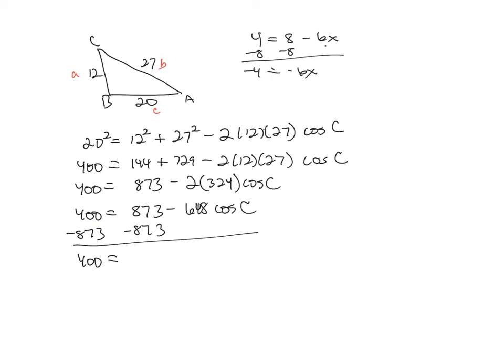Oops, why did I put 400 there? So negative 473. And then over here I have negative 648 cosine C. And then I'm going to divide. And actually just type into your calculator, negative 473 divided by negative 648. We want the decimal.